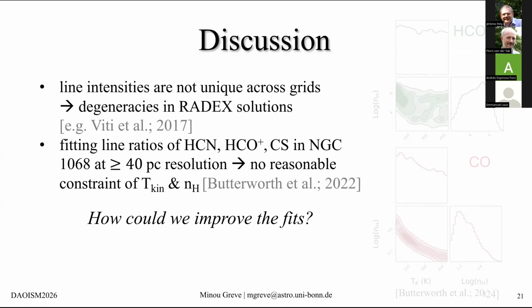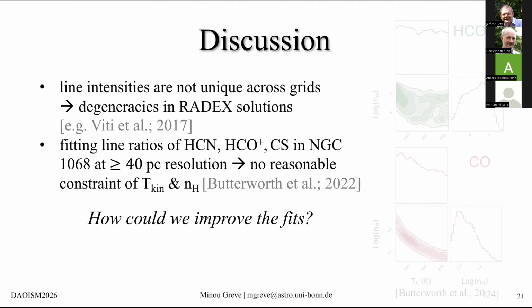On the other side, we saw that especially for the dense gas group, the temperatures are not well determined at all. When we look at the work from the nearby galaxies, we find quite similar problems. For example, from 2022, Butterworth et al. worked on NGC 1068 and used 40 parsec and higher to fit the ratios of HCN, H2O+, and CS. They also found the problem that they couldn't reasonably constrain the temperatures, nor the volume densities in their case.